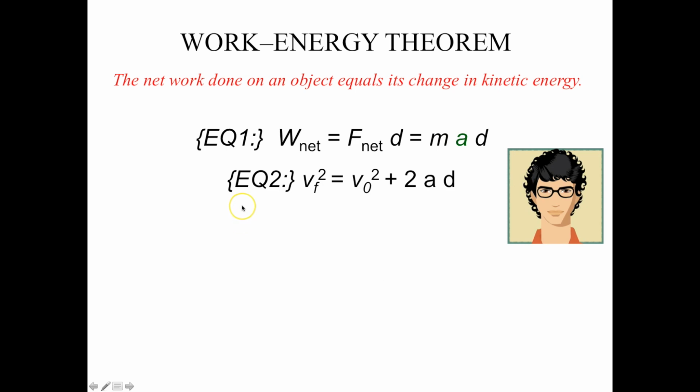Okay, equation number 2 should be familiar to you. We have vf squared equals v naught squared plus 2ad. This equation comes from your smileys. It's the one without time. It's the one on the bottom. And we're going to combine these together.